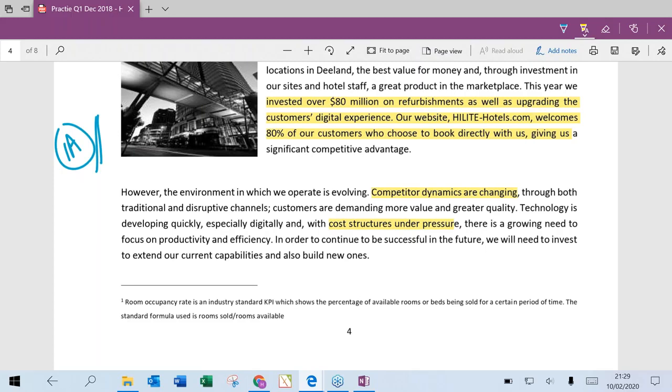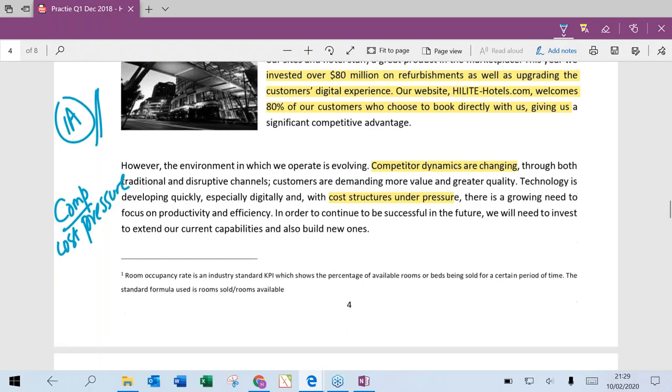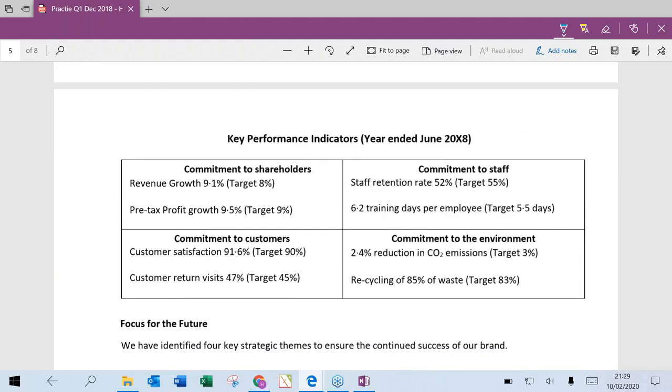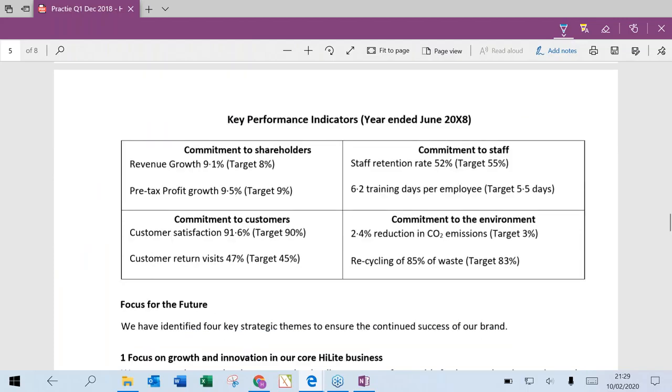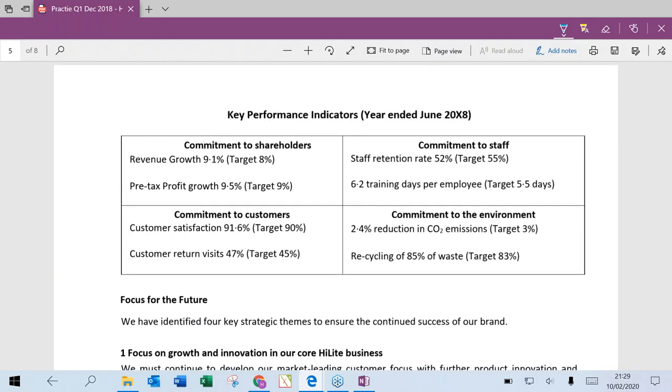Anything on SFA? Anything about our acquisition? Maybe, maybe not. So just let me make a note. I don't know which question, so I will just say this paragraph talks about competition and cost pressure. So I'm just putting a tag or a name to the paragraph. Okay. So when I don't know where to use it, I just give a tag. Now, key performance indicators.